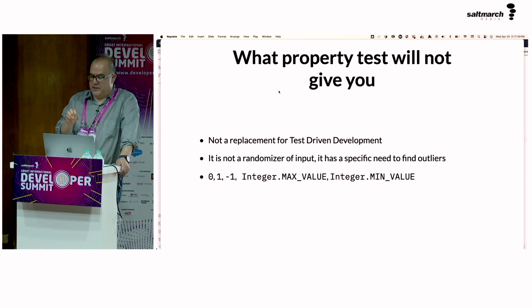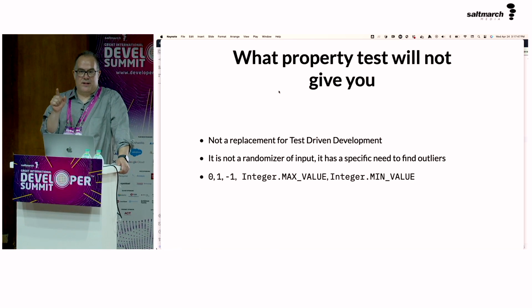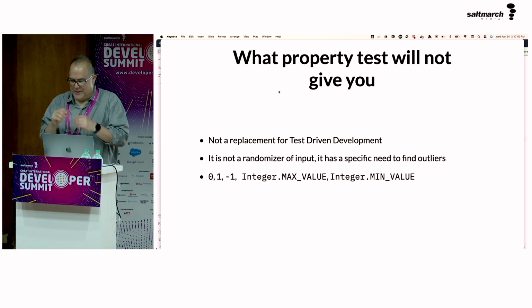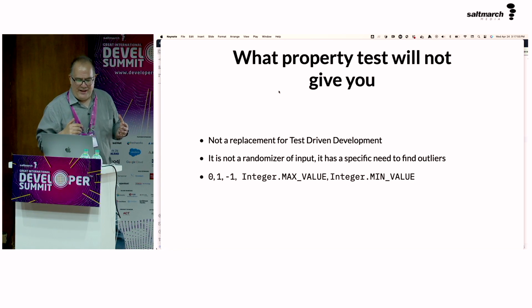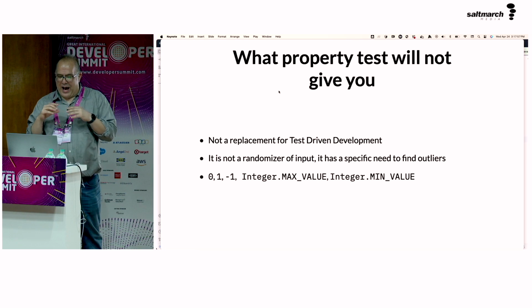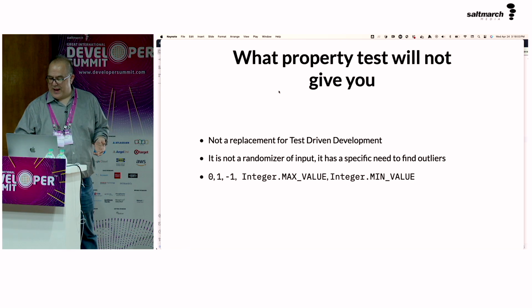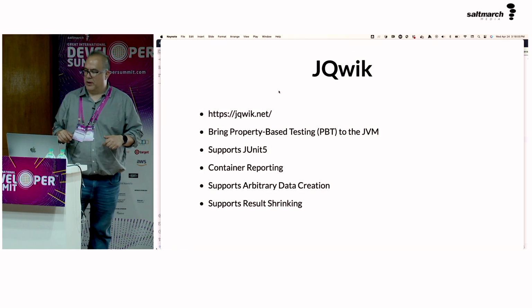It's not a randomizer of input either. What it does, it looks for outliers. What it does, it tries to be a trickster. It's trying to really ruin your code. And so what it's going to do, it's going to go, I'm going to send in 0, -1, 1, max value, min value, right? And it's going to throw all those values in to see if your code works.